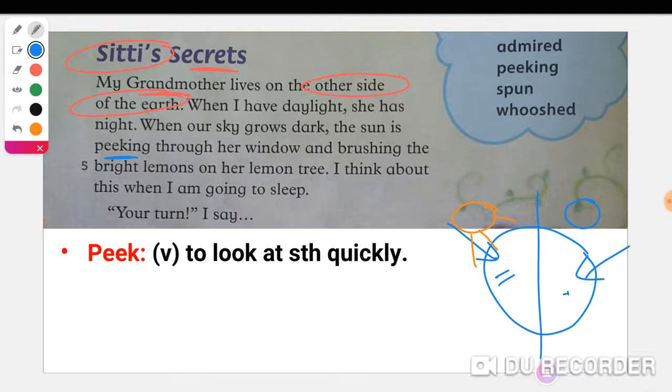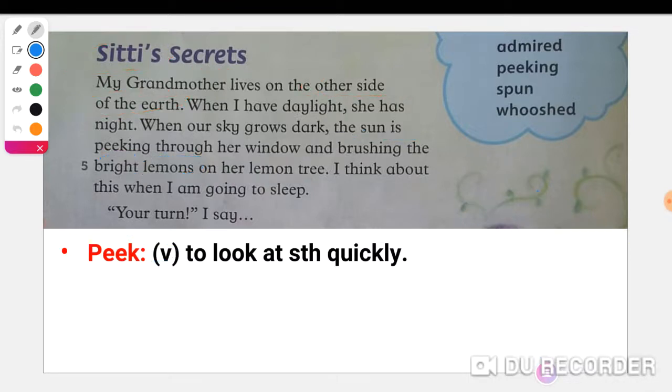Your turn, I say. Okay, we have here a new word, which is peek. Peek is a verb, it means to look at something quickly. So we have here the sun is peeking, like looking from the window, through her window. Looking at what? Looking at the lemons on her lemon tree. So we have here a grandmother. She lives in the Middle East. She has a lemon tree, and Mona went to visit. Mona speaks English. She lives in America, and she went to visit her grandmother in the Middle East. Okay, and we have here peek, to look at something quickly.